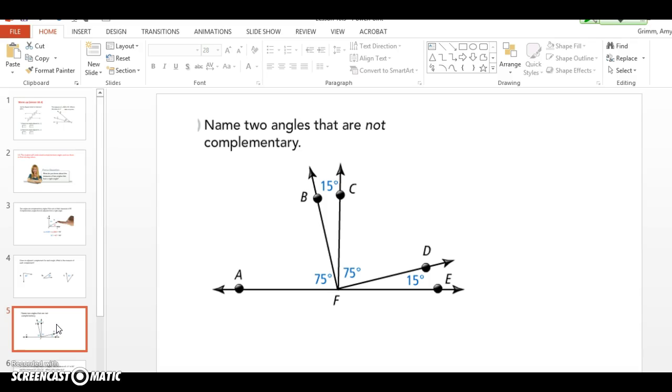You have to remember how to name angles. Kendall. Okay, so angle, you said BFC. Okay, and what's your other one?